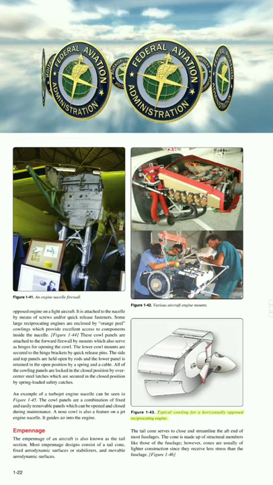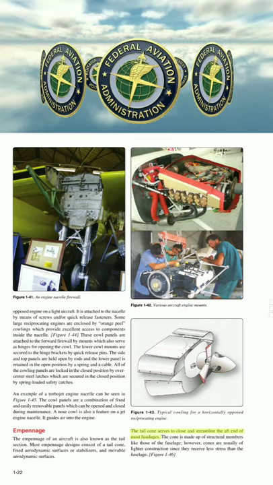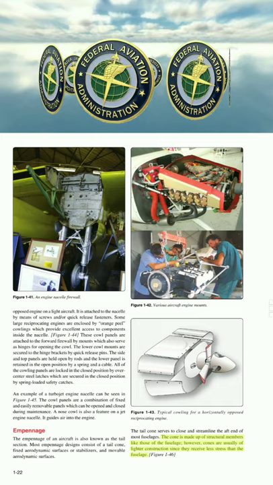The tail cone serves to close and streamline the aft end of most fuselages. The cone is made up of structural members like those of the fuselage. However, cones are usually of lighter construction since they receive less stress than the fuselage.